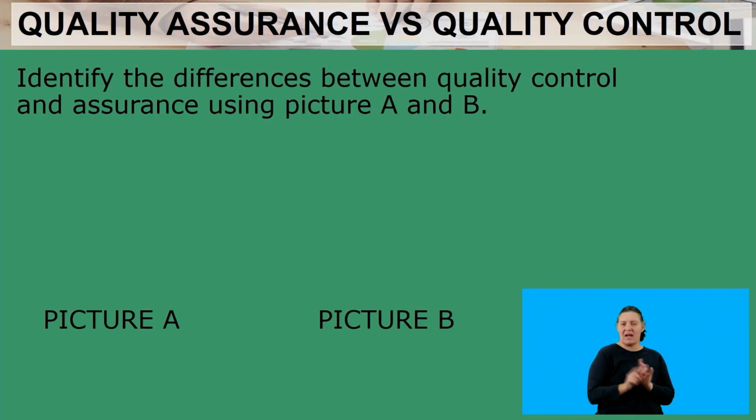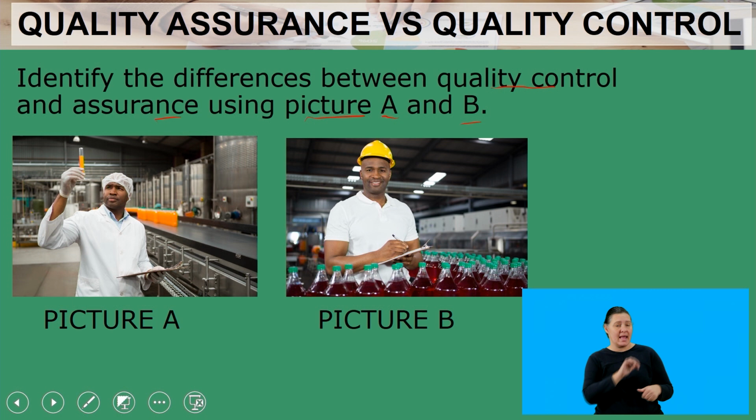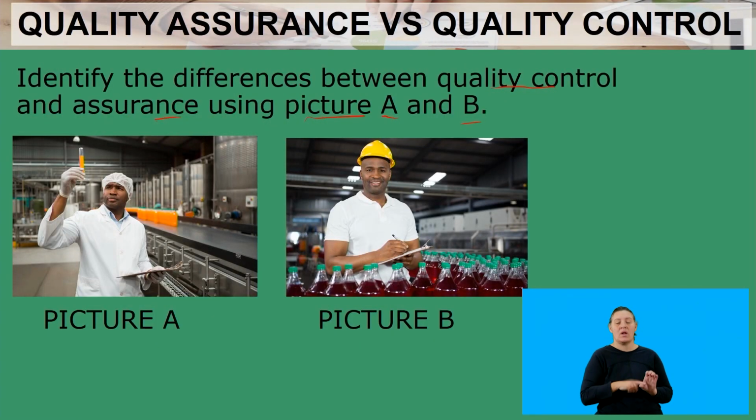Then, let me check and verify if you understood. Identify the difference between quality control and assurance using the pictures. We have picture A and picture B. Let me show you your picture A and your picture B. So this is your picture A and this is your picture B. Tell me which one is quality control and which one is quality assurance. I know you're thinking, but the correct answer is supposed to be quality control is your picture B.